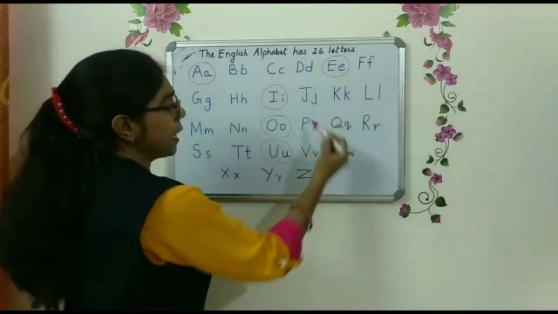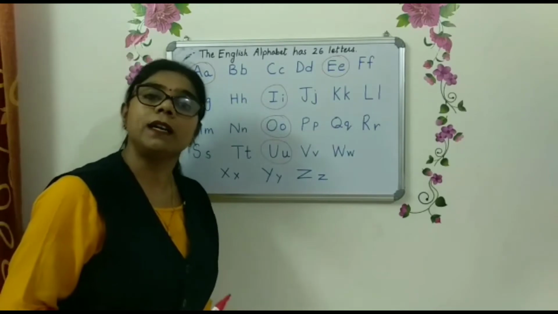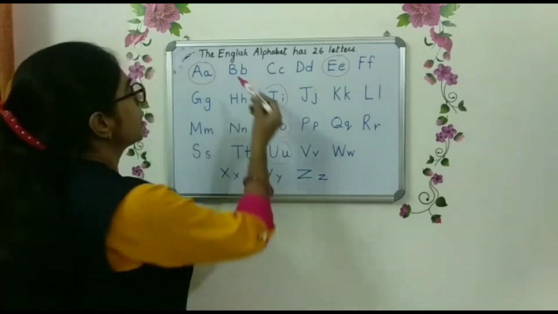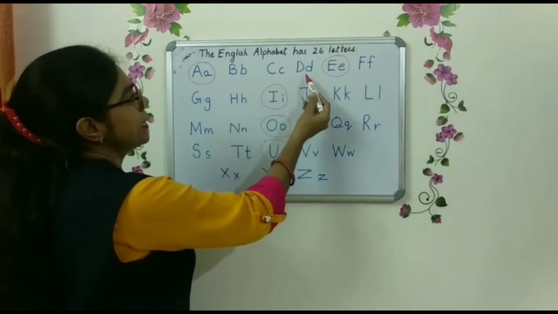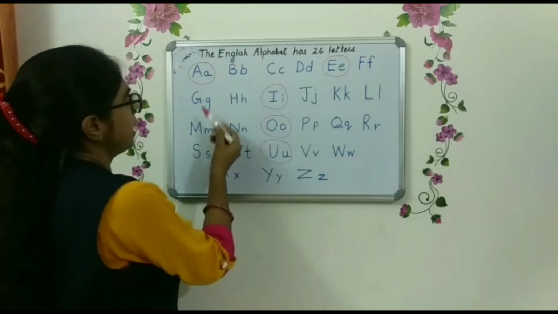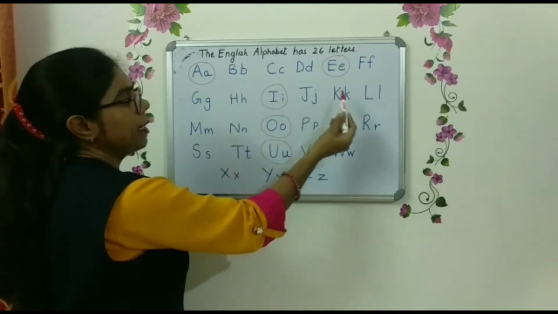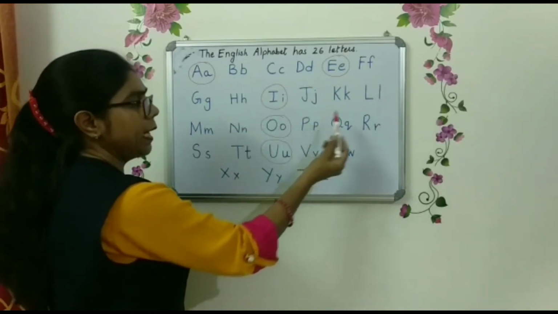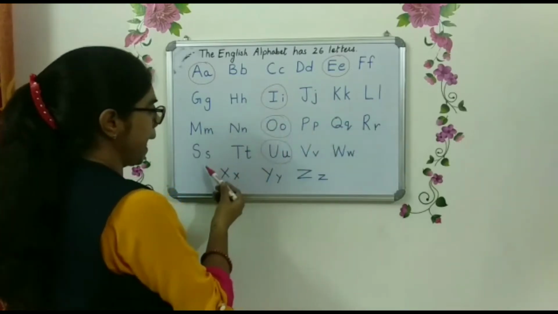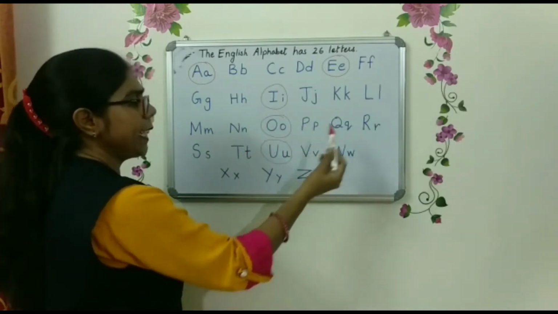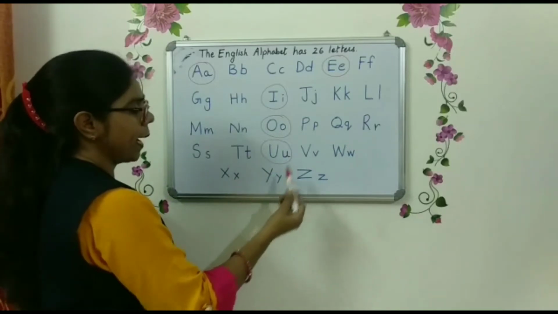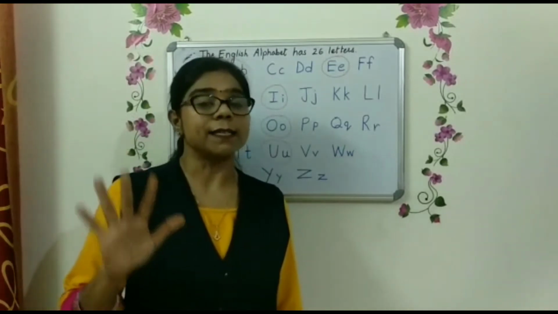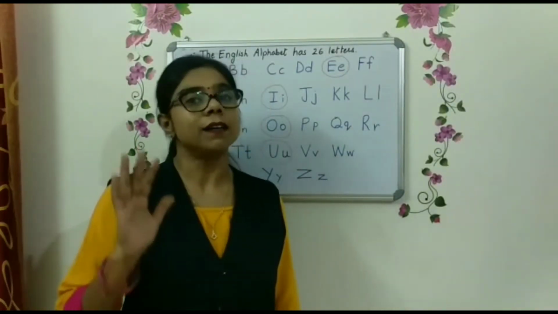जिन पे हमने सर्कल नहीं बनाया है वो क्या है? These are consonants. Okay? Let's revise the consonants also. B, C, D, F, G, H, J, K, L, M, N, P, Q, R, S, T, V, W, X, Y, Z. So in 26, 5 letters are vowels and 21 letters are consonants.